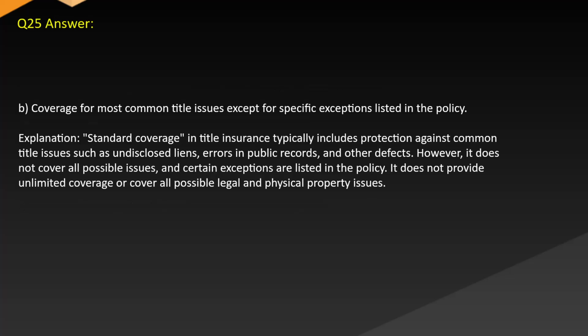Answer: B. Coverage for most common title issues except for specific exceptions listed in the policy. Explanation: standard coverage in title insurance typically includes protection against common title issues such as undisclosed liens, errors in public records, and other defects. However, it does not cover all possible issues, and certain exceptions are listed in the policy. It does not provide unlimited coverage or cover all possible legal and physical property issues.